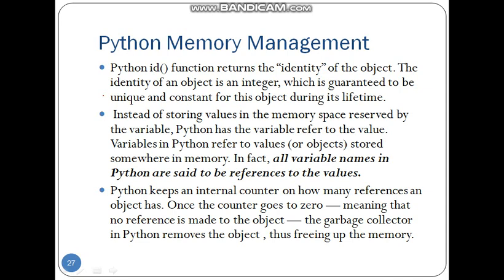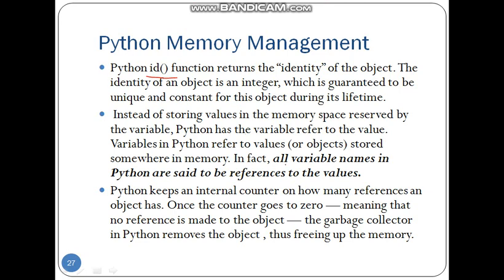Before getting into it, we need to know about a function, that is the ID function. This ID function returns the identity of an object. That means where that object is stored. Every value is stored as an object. So it gives the identity. That identity means it's a unique value which shows the memory address. So that is returned by this ID function.